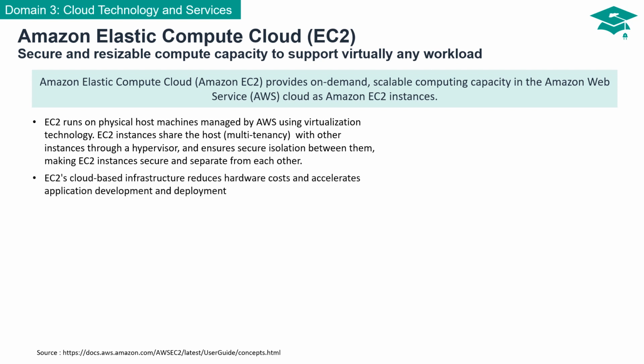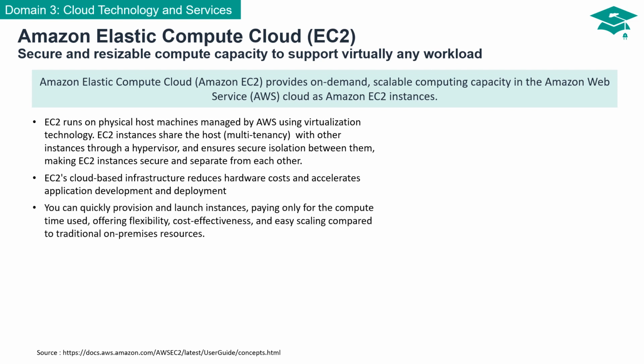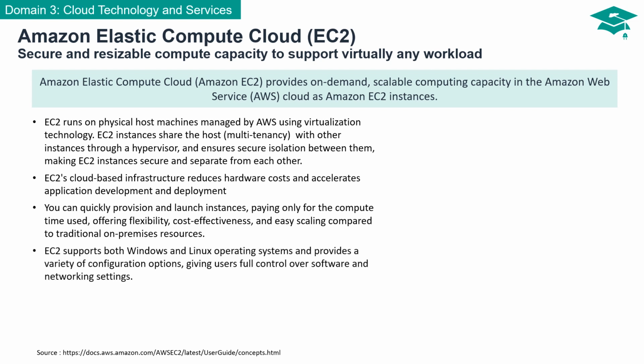EC2's cloud-based infrastructure reduces hardware costs and accelerates application development and deployment. You can provision and launch instances rapidly, only paying for the compute time you use. This provides flexibility, cost-effectiveness, and easy scalability compared to traditional on-premises resources. EC2 supports both Windows and Linux operating systems, allowing you to choose the one that suits your specific needs. You gain control over software and networking settings with a variety of configuration options.